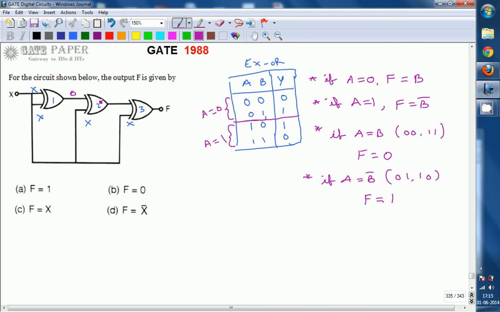Whenever one of the inputs of the XOR gate is fixed at 0, the output depends on the other input. So if A is equal to 0, you get f is equal to B. The output is the same as the other input, so you get x. Now x and x again: both inputs are the same, and whenever both inputs are the same, f will be 0. So the right answer for this one is f is equal to 0. For the given circuit, f is equal to 0 is the right answer.